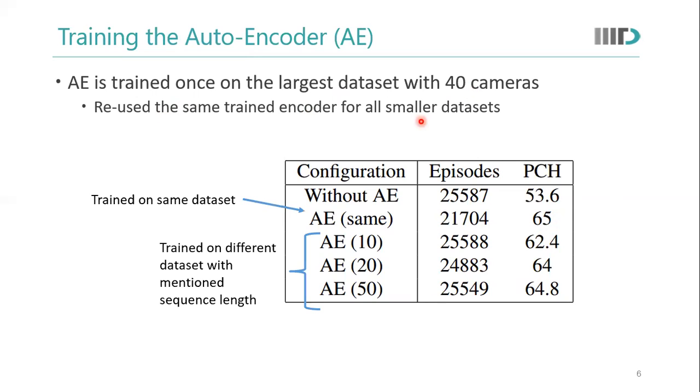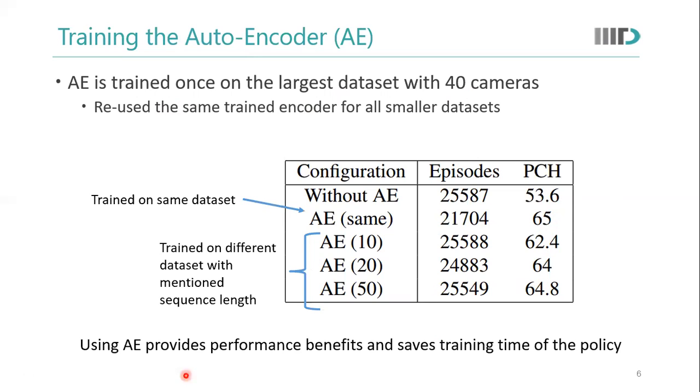These last 3 rows show that when we train on a network of 5 cameras, then in around 25,000 episodes, we achieve a comparable PCH on different sequence lengths. So that means AE provides performance benefits and also saves the training time of the policy because we are not retraining the AE for every dataset.